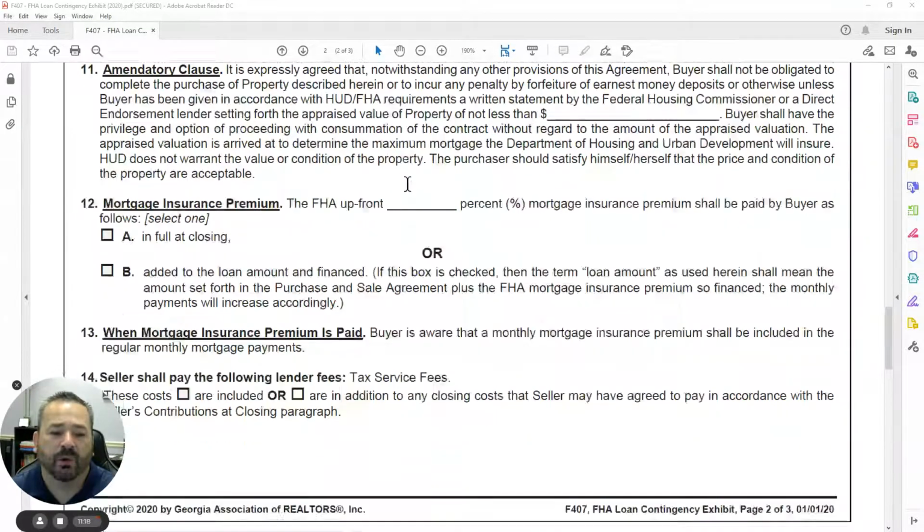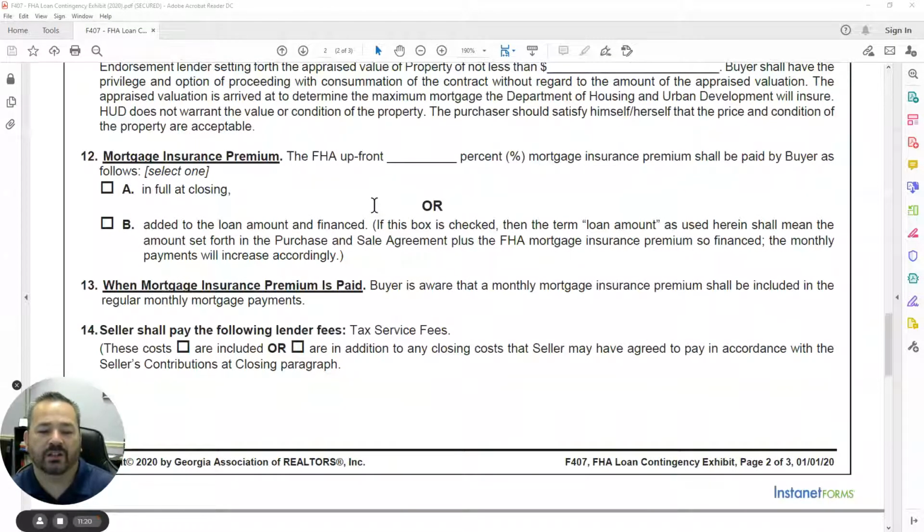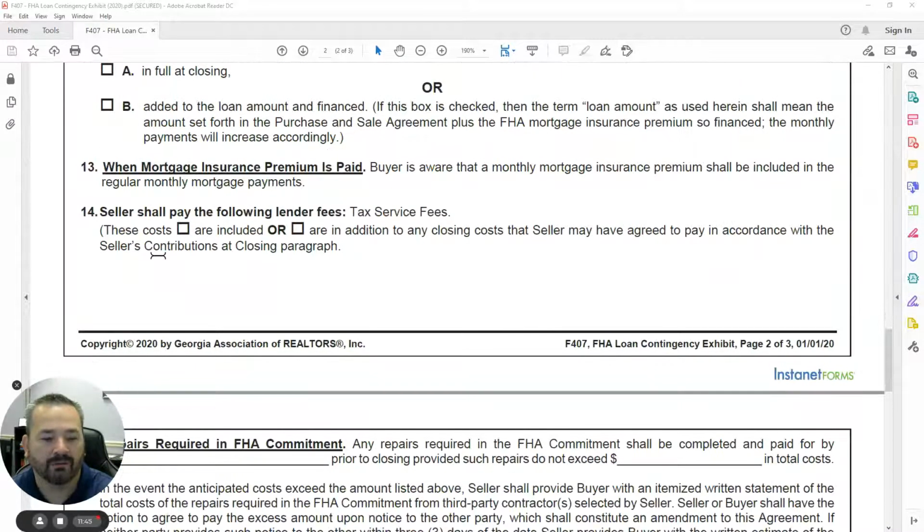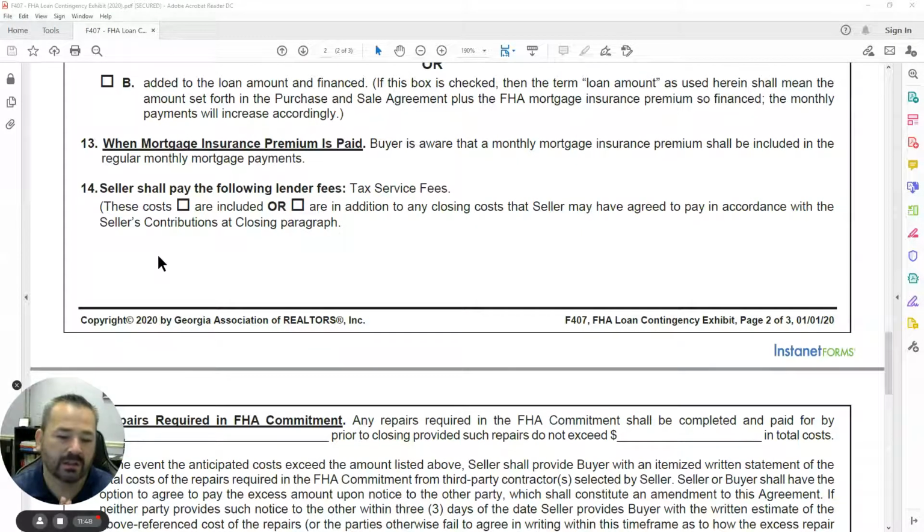Moving on to the mortgage insurance premium, FHA charges the buyer for taking out an FHA loan. Okay, and that upfront fee is 1.75%, and we're either going to pay that at the closing table or we're going to add it to the loan and finance it in. By far the majority of the time, 99.9% of the time, it's going to be option B. Okay. In paragraph 14, FHA requires that the seller pay the tax service fees.